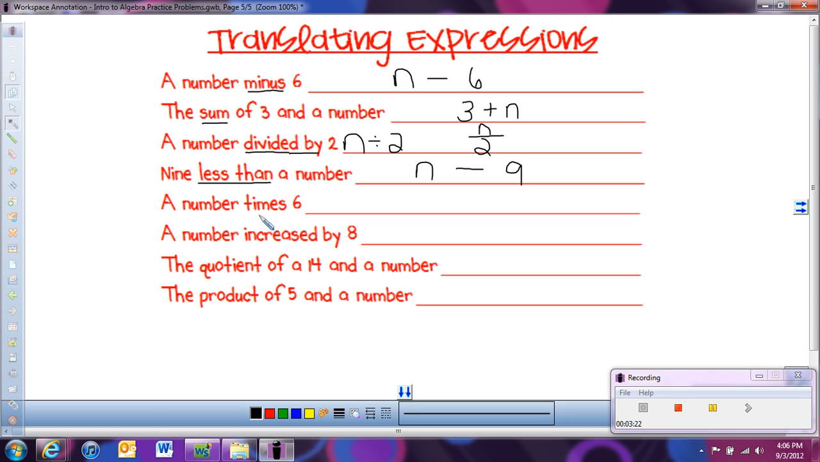This next one says a number times 6. Times means multiply, so I'm going to use my multiplication sign. Or now that we're working a lot with algebra, that looks a lot like an X. So we can use a dot, we can use parentheses, or we can just put our number and our variable right next to each other. That also means multiplying. So we'll just write it each way so you can see what it looks like. But it's a number times 6.